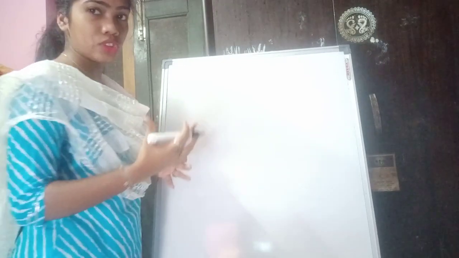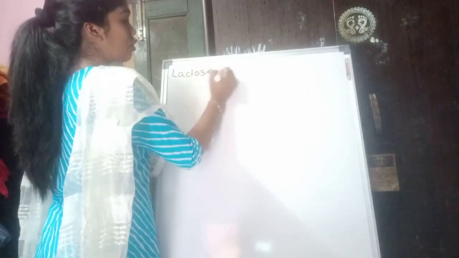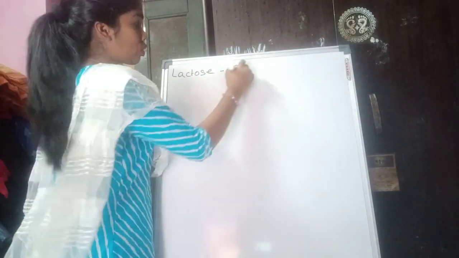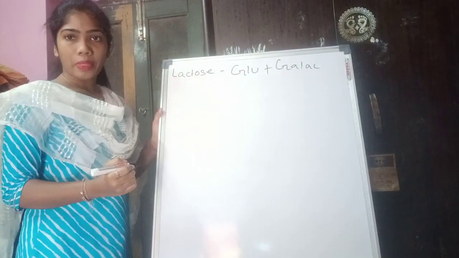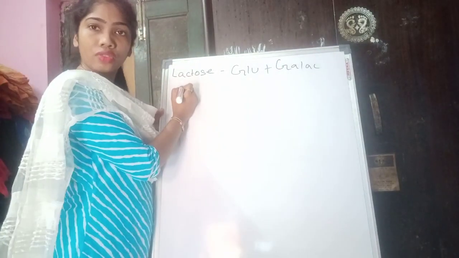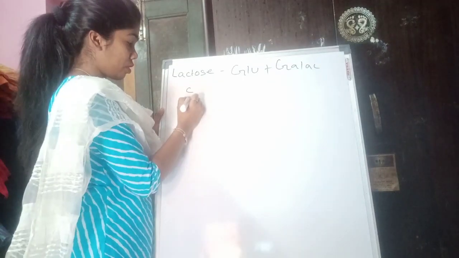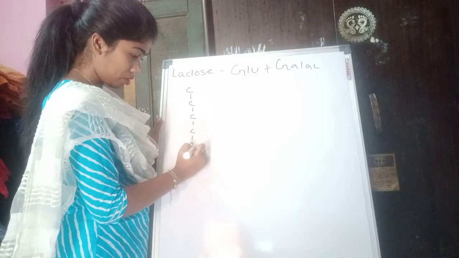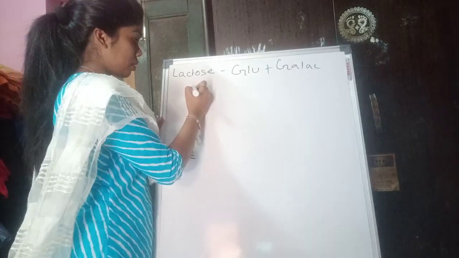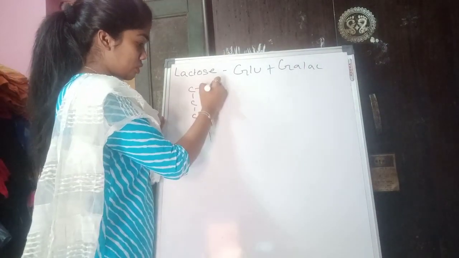Okay. So first we need to know what are the monosaccharides which combine to form the structure of lactose. Lactose is basically formed by combination of glucose and galactose. So I will draw the structure of glucose first. Six carbons. I am doing the ring structure of glucose.